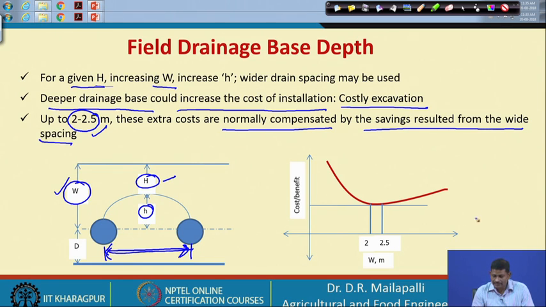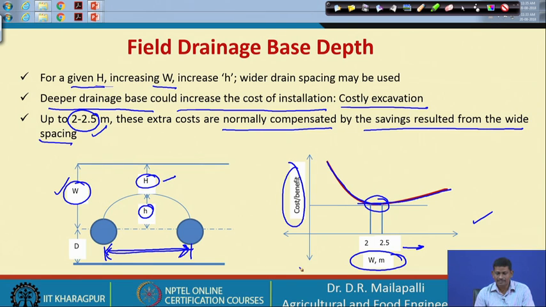Here the graph is clearly showing W on the x axis and cost benefit ratio on the y axis. As W is increasing, like 2.5 and beyond, the cost benefit ratio is going to decline up to a certain depth, then after that it slightly increases. So this is the critical depth, the depth where the cost to benefit ratio will be lowest.